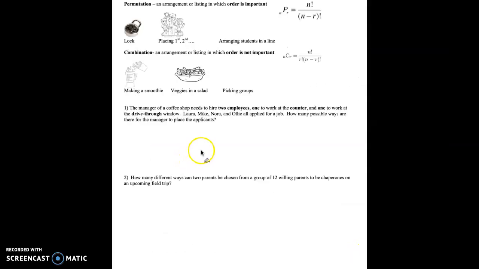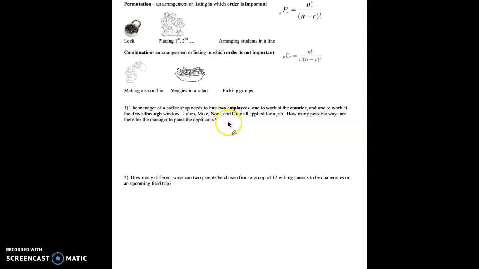Let's try this one out together. The manager of a coffee shop needs to hire 2 employees, one to work at the counter and one to work at the drive-thru. So we're picking 2 people for 2 different roles. Laura, Mike, Nora, and Ollie all applied for a job. How many possible ways are there for the manager to place the applicants? Because there's one for the drive-thru and one for the counter, it is a permutation.